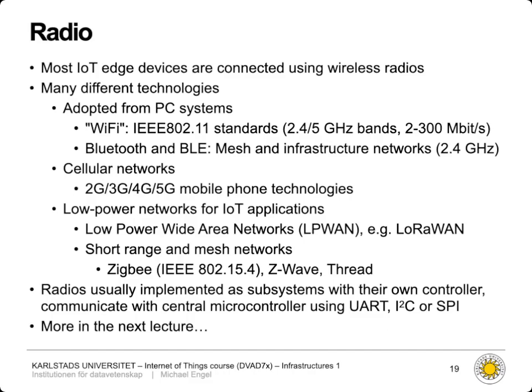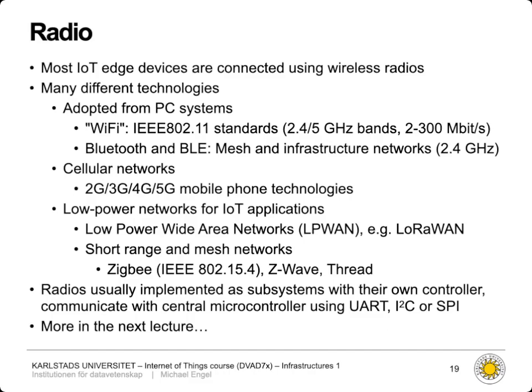And finally, you have special networks built for IoT applications, which are usually low power networks. You can have wide area networks called LPWAN, low power wide area networks, for example LoRaWAN. Or you can also have short range and mesh networks like Zigbee, Z-Wave, and Thread. So a lot of technologies here. We'll discuss more about these technologies in the next lecture.